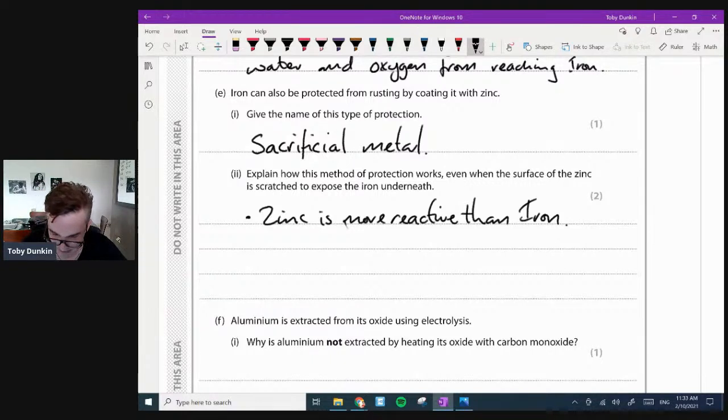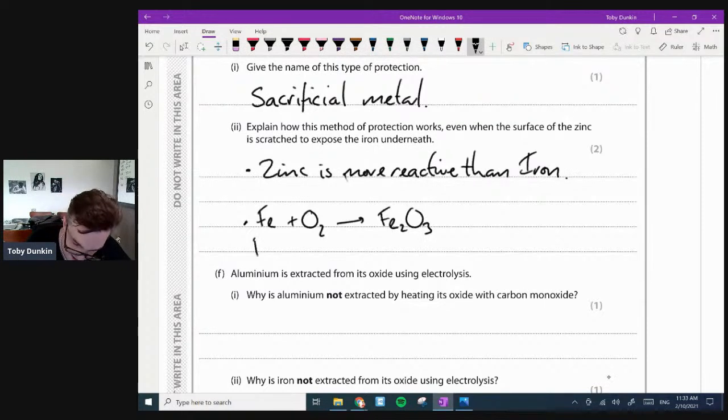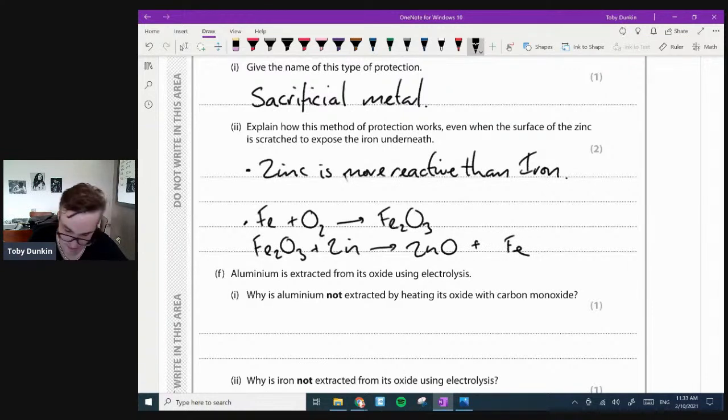Now, it's actually more complicated than that. What happens is if the rusting happens, this is a nightmare. This question's come up repeatedly, and I really hate it because they're wrong in terms of what they want on the mark scheme. What will happen is the iron will react with oxygen in the presence of water to form iron 3 oxide. But then the iron 3 oxide will react with the zinc immediately to form zinc oxide and iron, which reverts it back to the original iron.